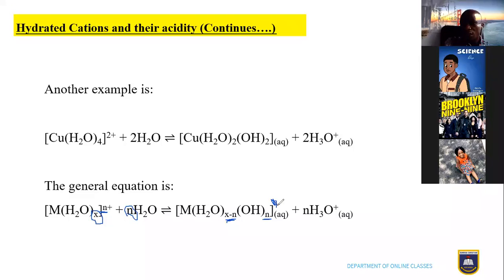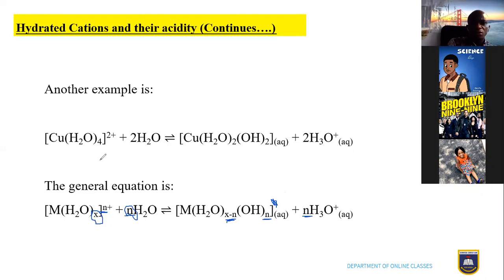You don't see anything here, because there must be a certain number of hydroxides that will take away the charge completely. And then the hydronium ion that is formed is N, which is the same as the moles of water that you added. So an example is what is at the top using the general format.